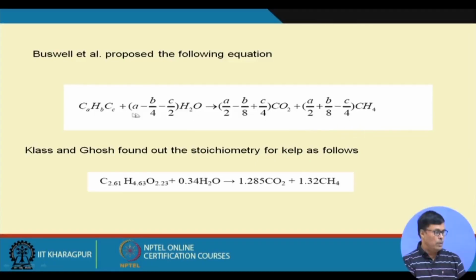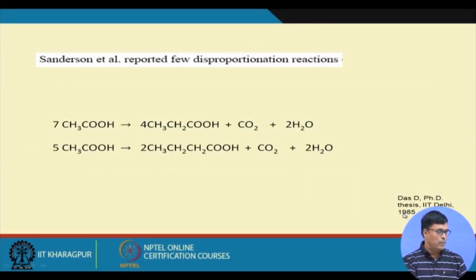Now, this is the Buswell equation, the stoichiometric equation by which methane can be calculated, and Klass et al. also did a lot of work on this biomethanation process. They used this equation, which is the empirical formula of kelp, a kind of seaweed, and when it is converted to methane and carbon dioxide, the stoichiometry is like this.